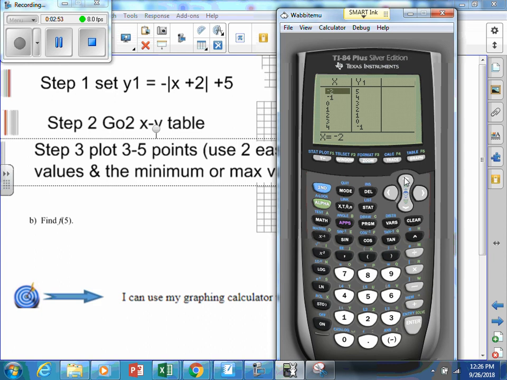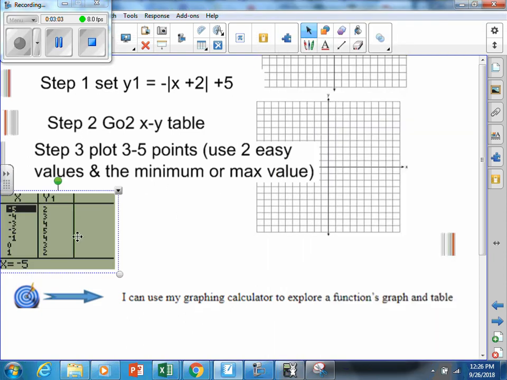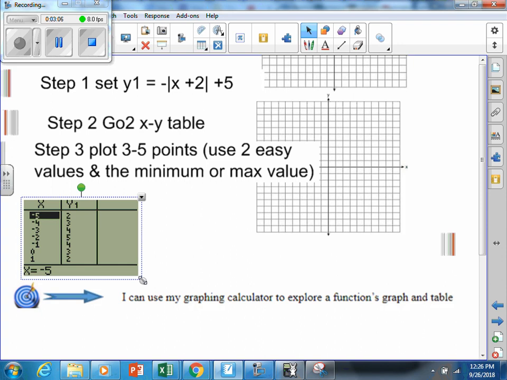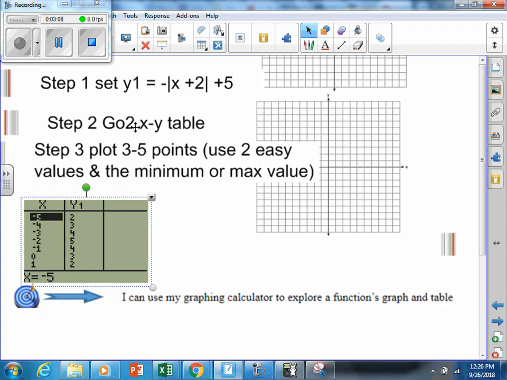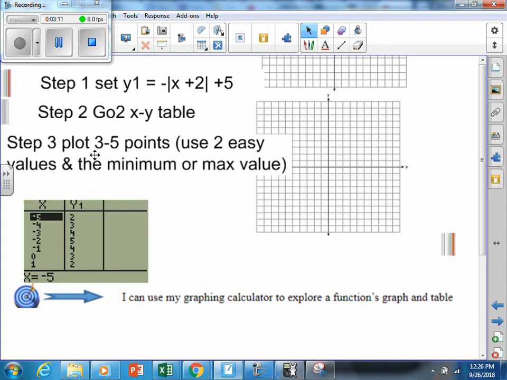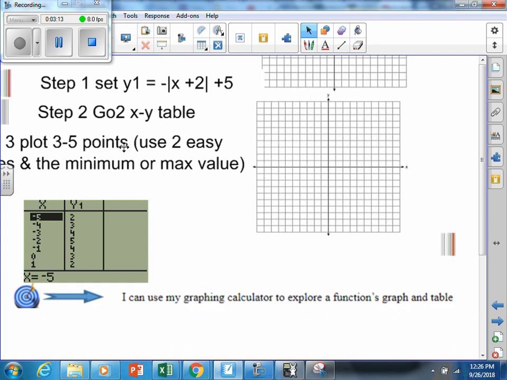So I'm going to use that information. And now it's time for us to plot some values here. 3 to 5. So I know 5 is my high. So let's go here. I'm going over -2, 5. 1, 2, up 5. 1, 2, 3, 4, 5. I'm going to plot it right there.